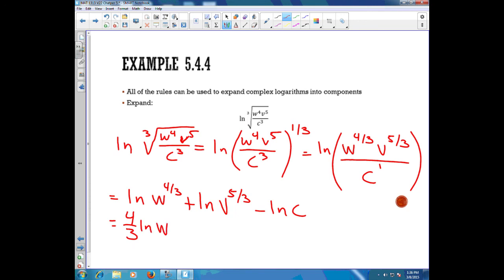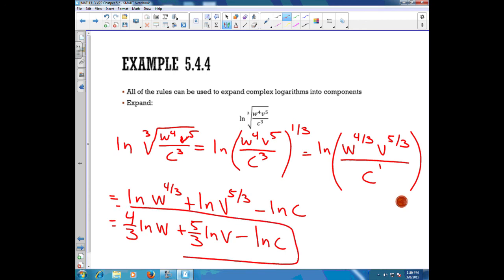So we get 4/3 times the natural log of w plus 5/3 times the natural log of v minus the natural log of c. And this would be our answer. So if you have a root, go ahead and change it into a fraction power, multiply the power through, and it makes things a lot easier.